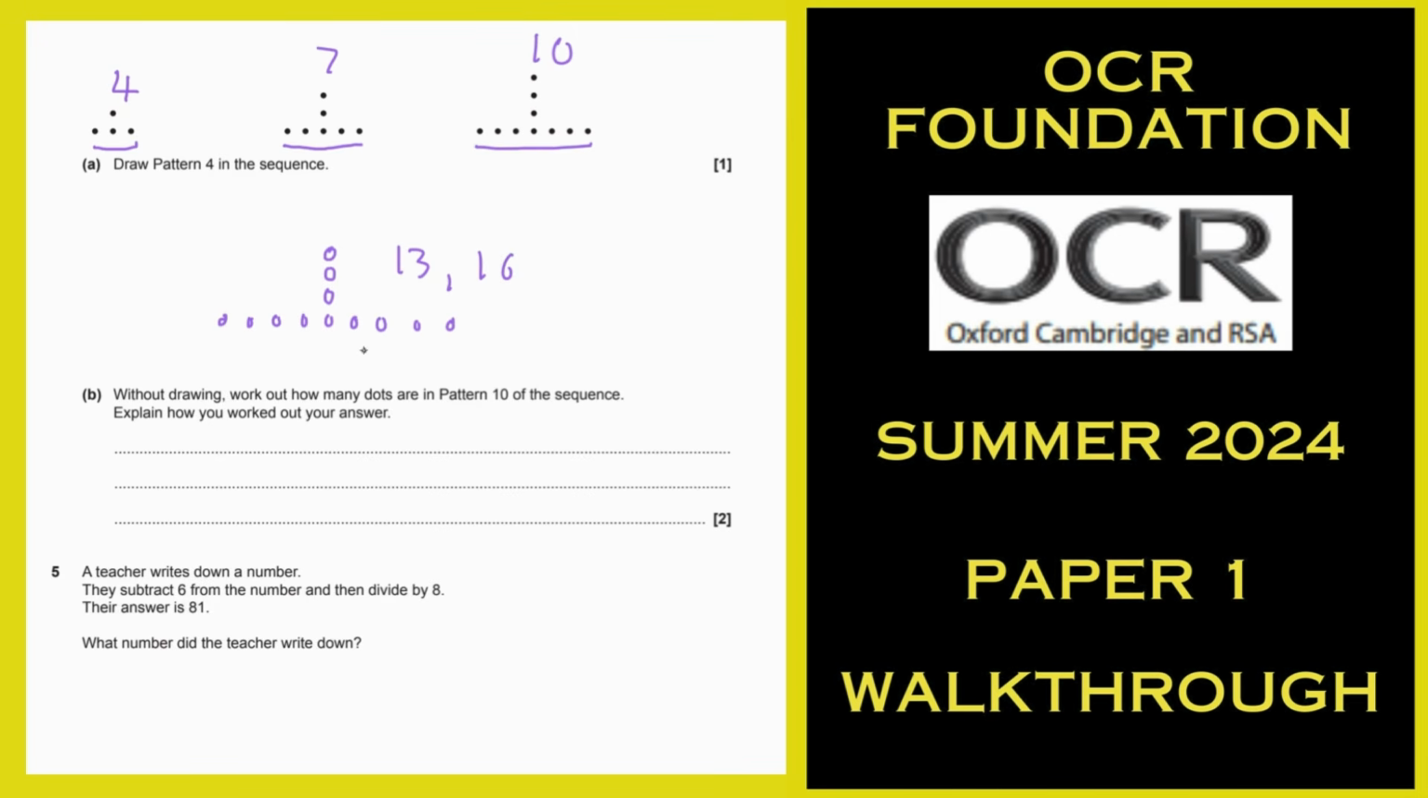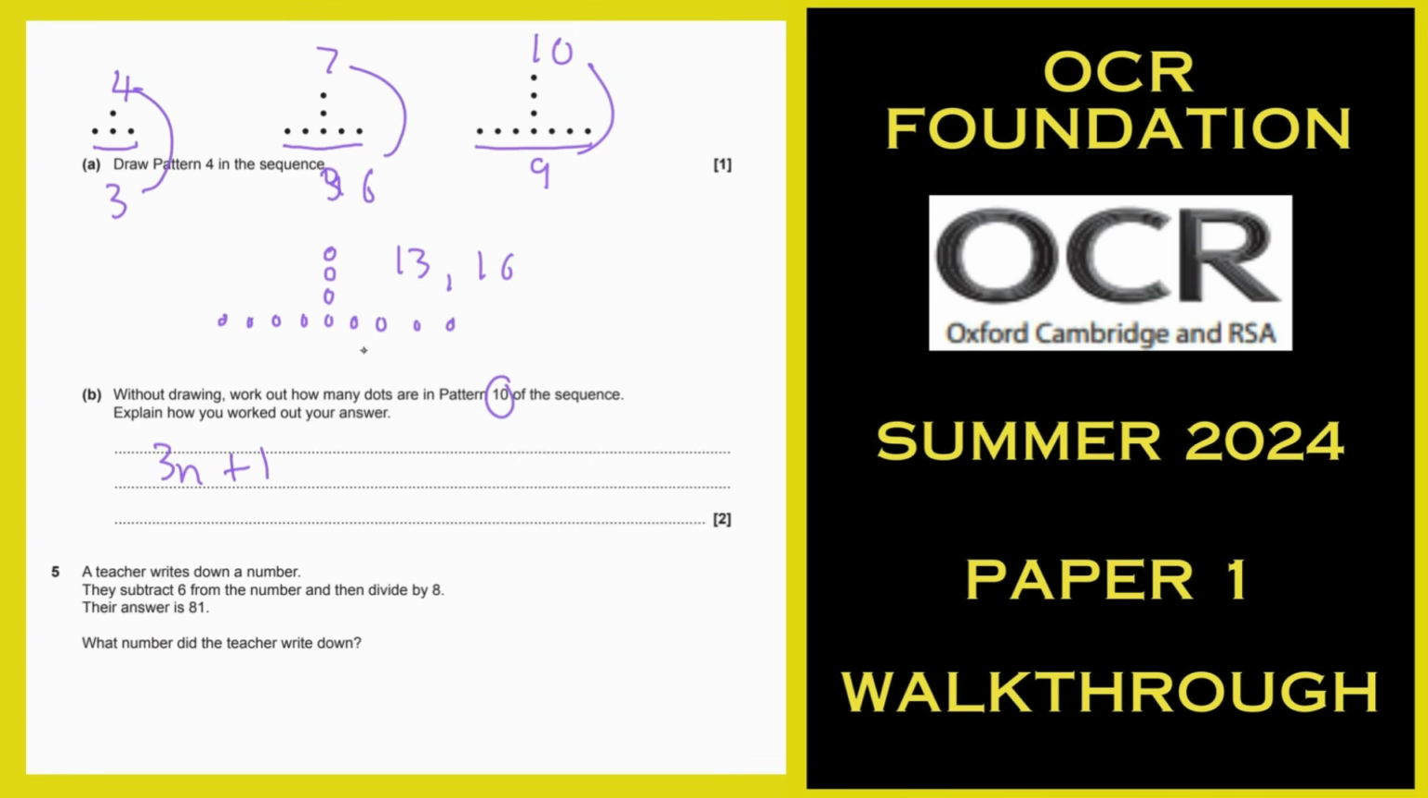Or you could go for the nth term. When it's going up in threes, there's a 3n. Compare your 3 times table to the sequence, and it's add 1.